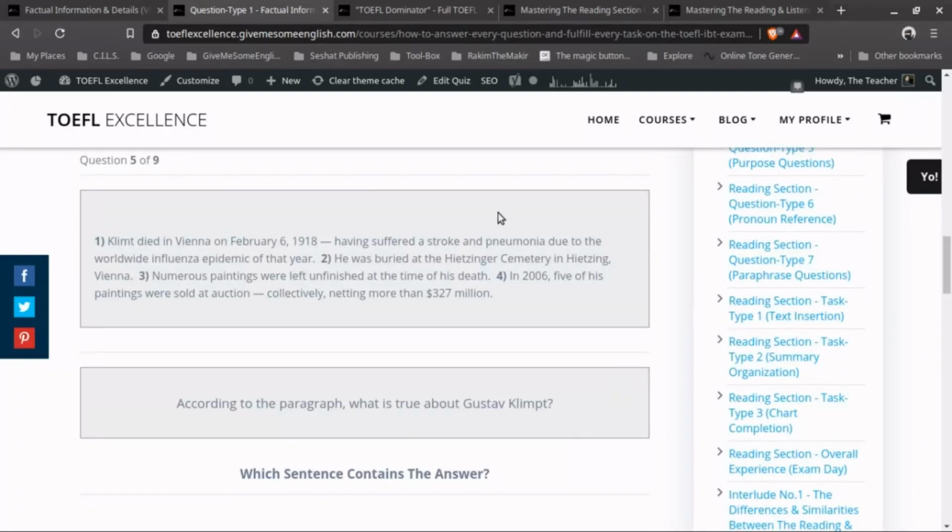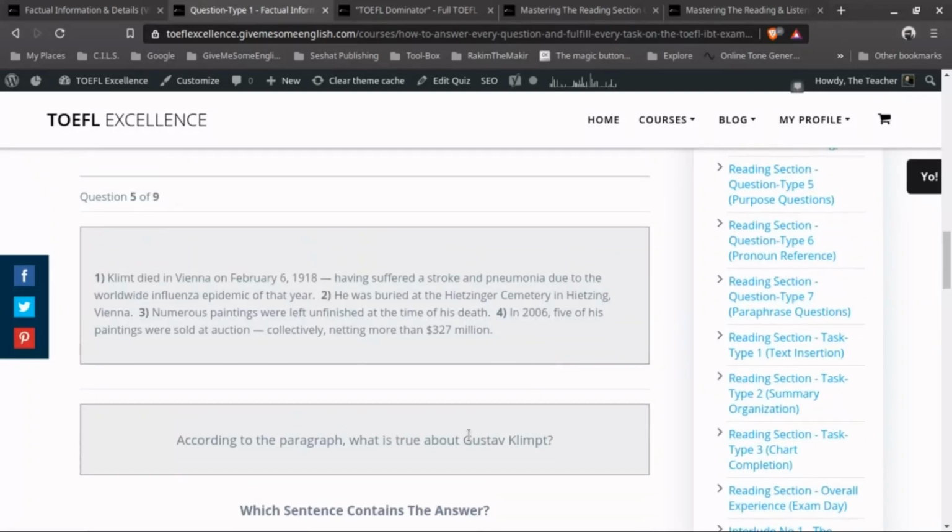Now, this is one that I want to show you because this is another trick and trap. This is not one that most people talk about, but in the question stem, we have what is true about. This is a fairly common question for this type of question. What is true about? So when we get to the part about trying to find the correct location for the answer, if we have something that says is true about, well, Klimt died. Okay, that's true. He was buried here. That's true. Numerous paintings were left unfinished. That's about him, but it's still true. 5 of his paintings were sold at auction. Well, that's also true. There's true information throughout this entire reading passage.